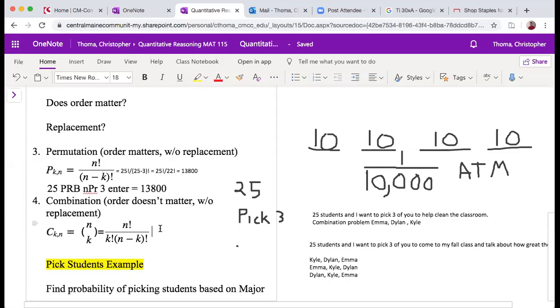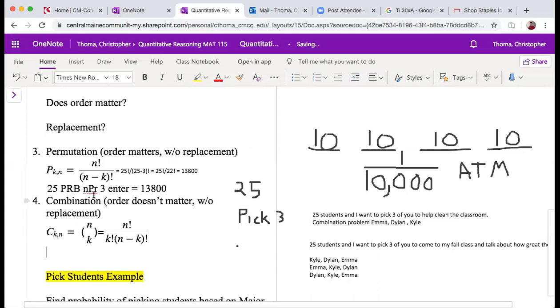Now, if we redo the problem here, we can do the same thing that we just did up there, but instead of choosing PR, you choose CR. And if I do 25, probability key, and CR, well, then I only get 2,300.